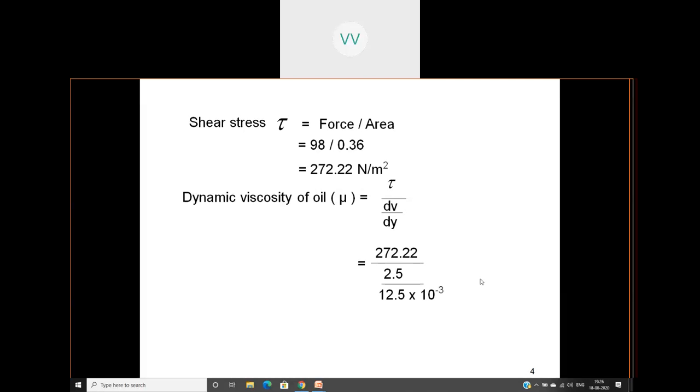So let us try substituting the values. So tau is as calculated, 272.22, and the change in the velocity is 2.5 meter per second and dy is 12.5 into 10 to the power of minus 3. So this is the thickness of the plate. So calculating the value, we get the value of mu is equal to 1.361 Newton second per meter square.